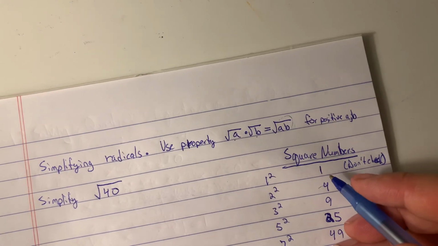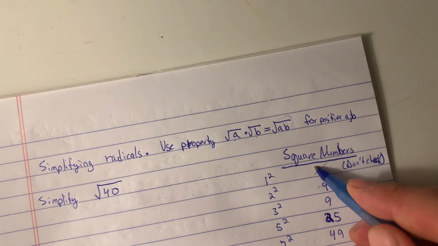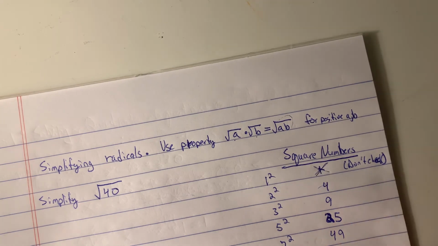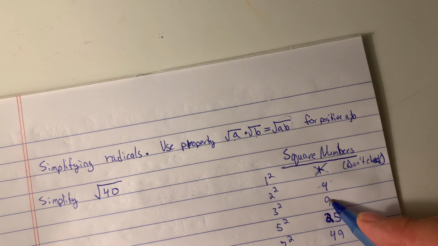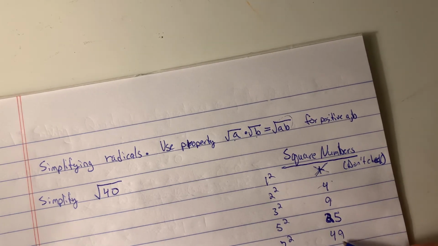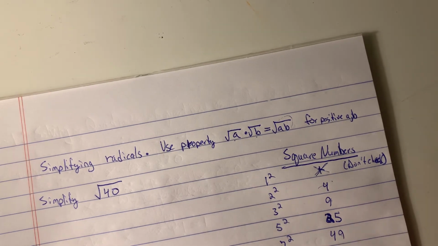And so the square numbers are numbers that come from squaring a number. So 1 is a square number, although we won't end up using this because it's not helpful here. 2 squared is 4, and so 4 is a square number. 3 squared is 9, so 9 is a square number. 25 is a square number. 49 is a square number. 100 is a square number because it comes from 10 squared, etc.